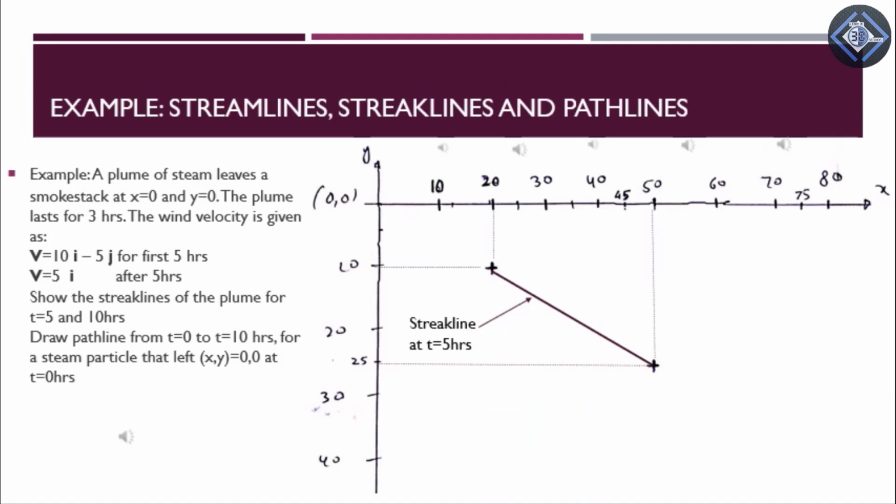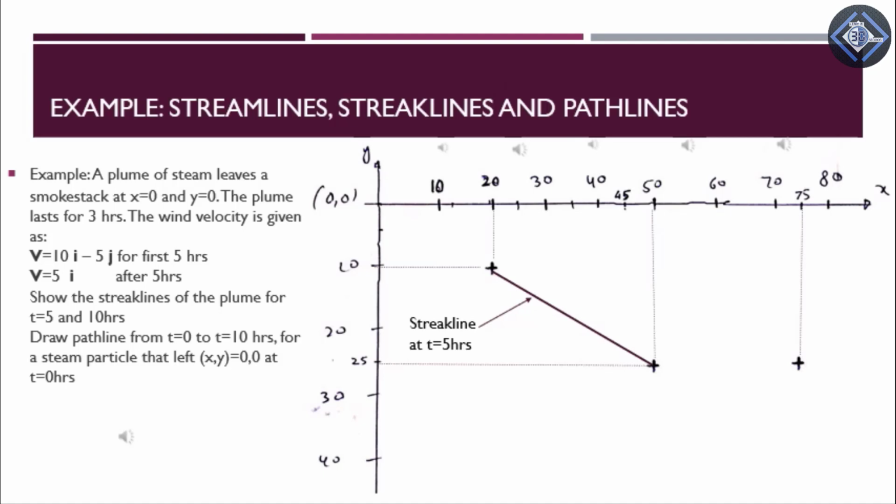To draw the second streakline, we consider the first streakline that we have already drawn. The first fluid particle that is there at x equal to 50 and y equal to minus 25 will travel with a velocity of 5i, in the direction of the wind. If it travels for 5 hours, it will travel a further 25 units, and it will go to x equal to 75 and y equal to minus 25, and it appears now on your screen.